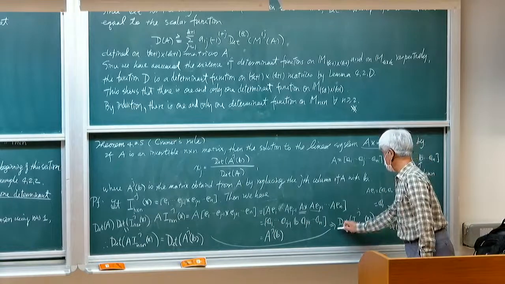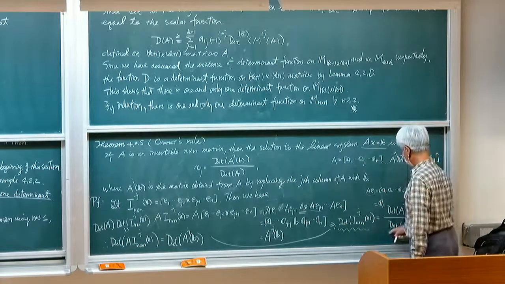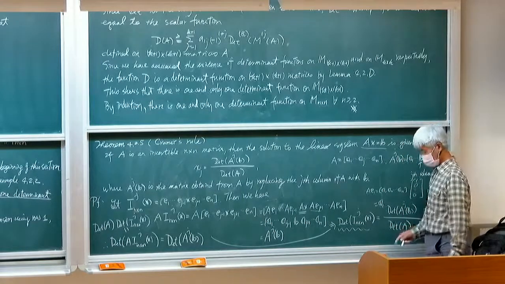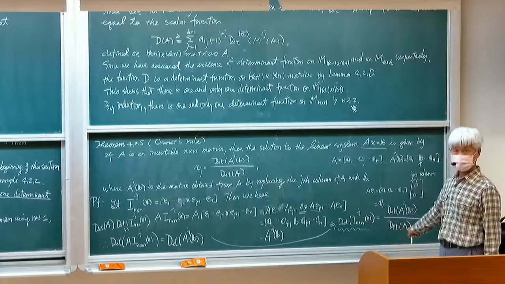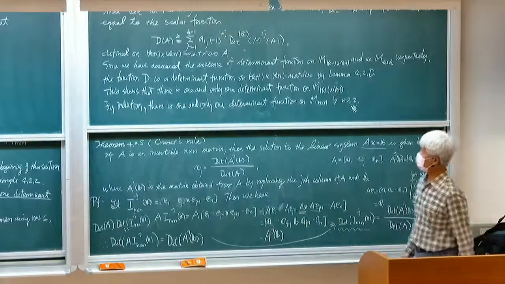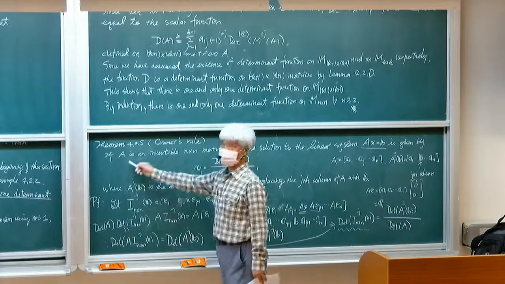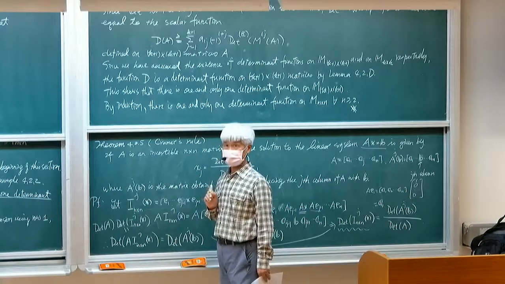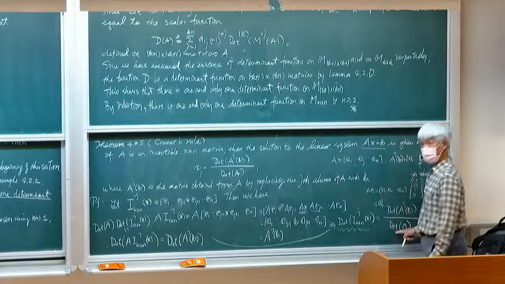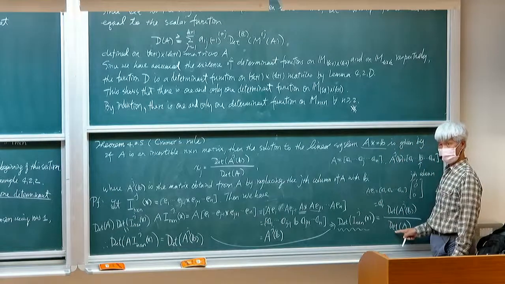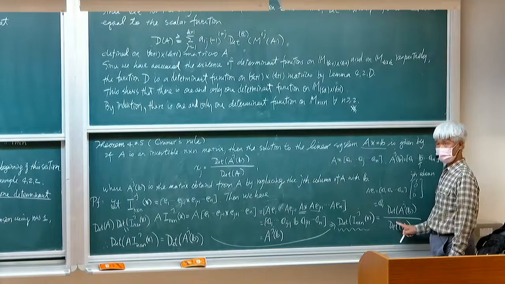Now we have to evaluate this. We don't worry about putting determinant A in the denominator. Why? Because A is invertible. When A is invertible, its determinant is non-zero, so there's nothing to worry about when we put determinant A in the denominator here.